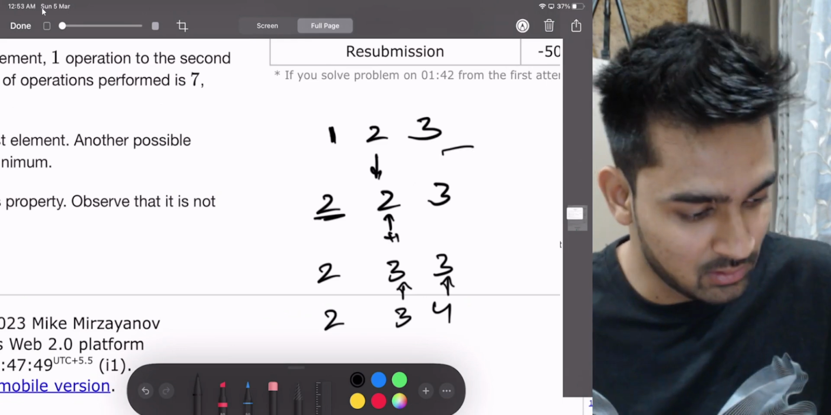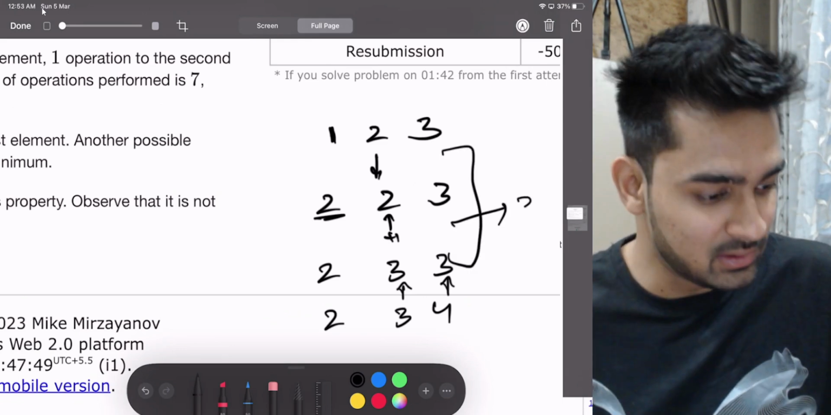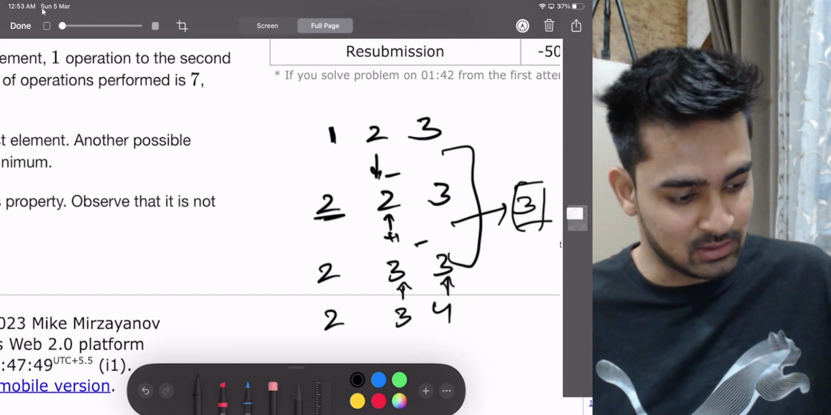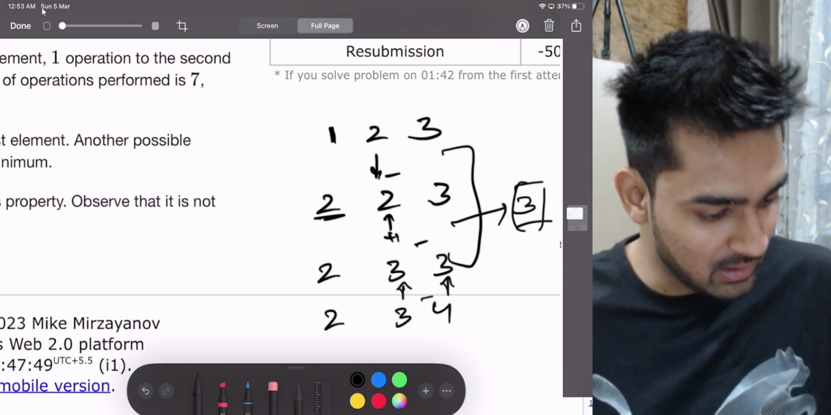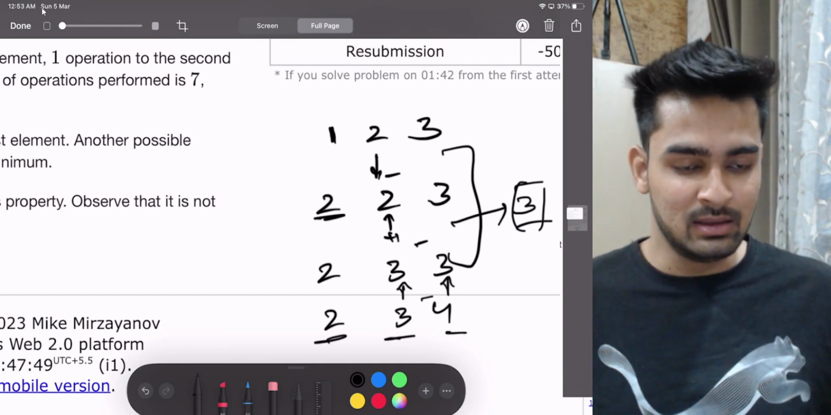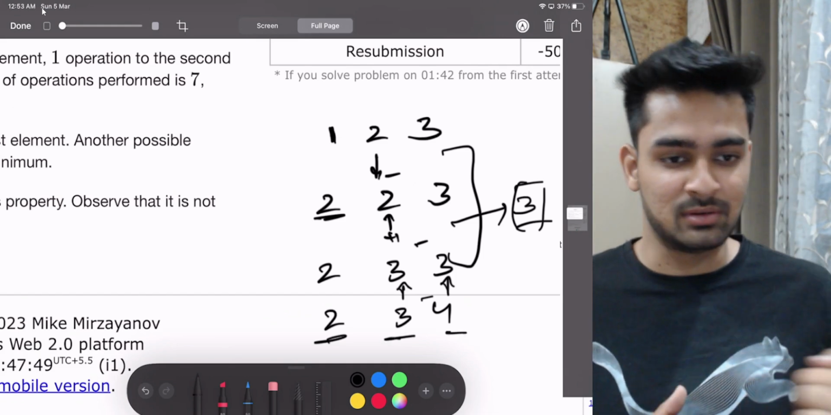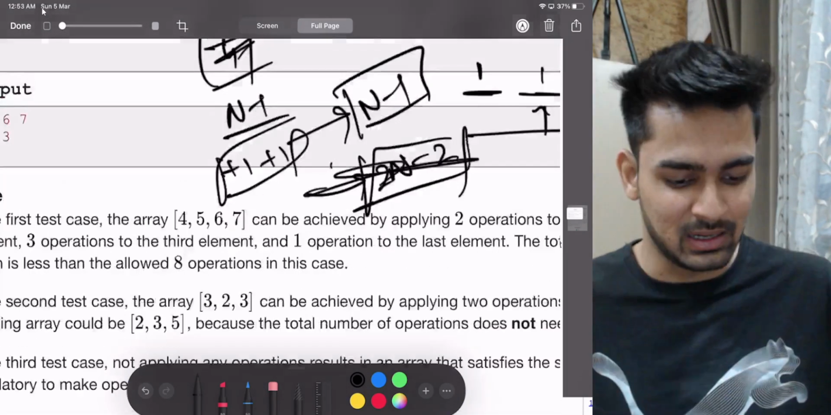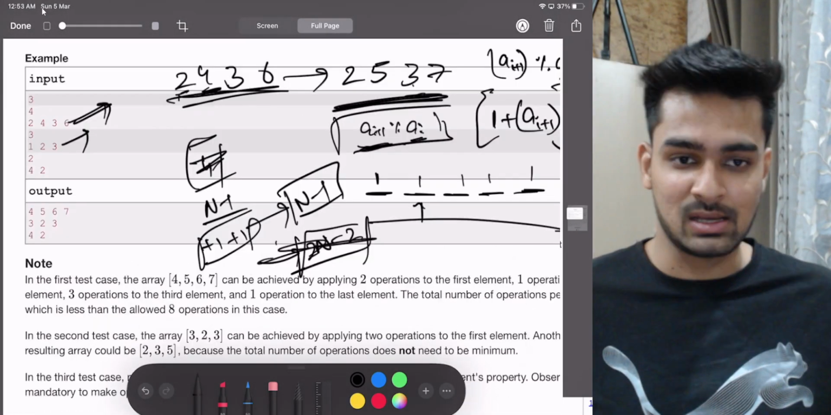So in total, we did 3 operations: 1 operation, 2 operations and a third operation. And we are able to get an array in which a[i+1] is not divisible by a[i] for all indexes, and that is pretty much the answer. We can have multiple answers; this is one such answer. That is all we have to do.